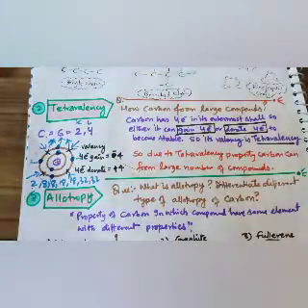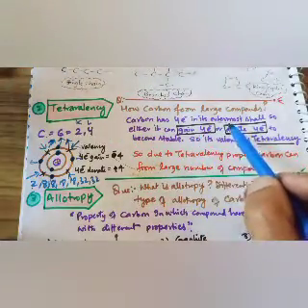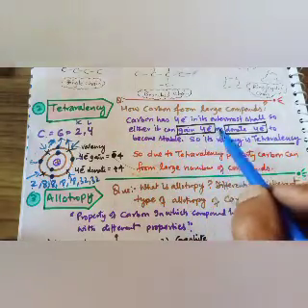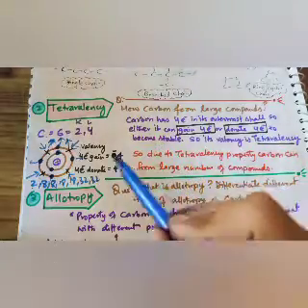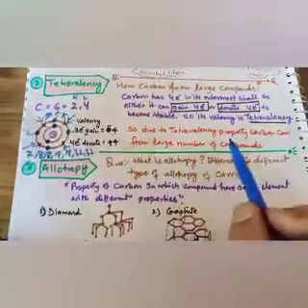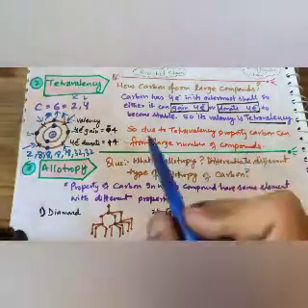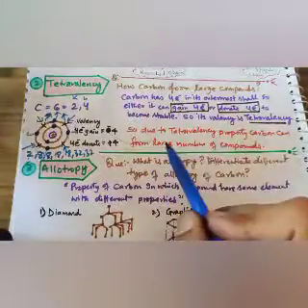Carbon has 4 electrons in its outermost shell, so either it can gain 4 electrons or donate 4 electrons to become stable. So its valency is tetravalency. Due to this tetravalency property, carbon can form a large number of compounds. This is the answer of this. Okay, hope you understood.